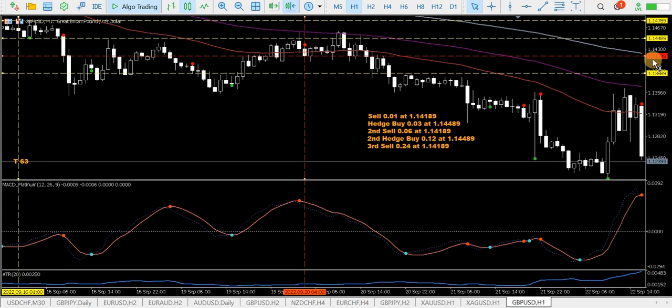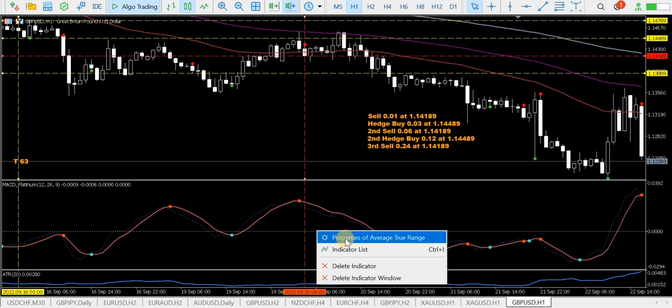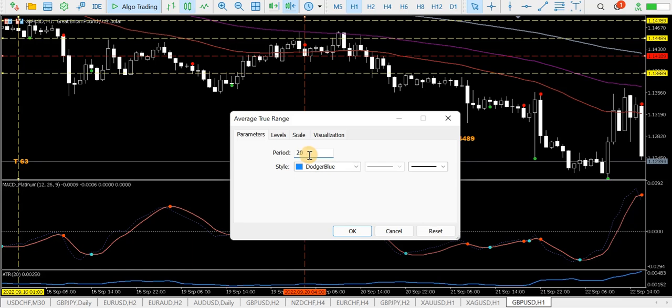So that's the sell level there, 1.14189. Now, I've got an ATR here. So here's the ATR. I know it's pretty tight, but that's the way it is. So there's the settings. It's just 20 ATR. I don't know why I came up with 20. I think I was looking at the daily chart. There's 20 trading days in a month. I just want to give it something like that.